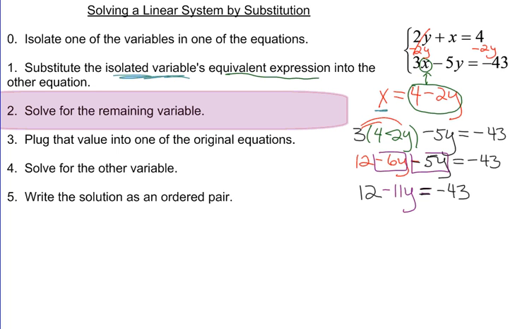Okay, then we're going to undo additions and subtractions. So I'm going to take my positive 12 and undo it with a minus 12. And that is going to get me negative 11y equals negative 55. From there, we're going to undo any multiplications and divisions that we have and divide by negative 11 on both sides. This will give us y equals 5.